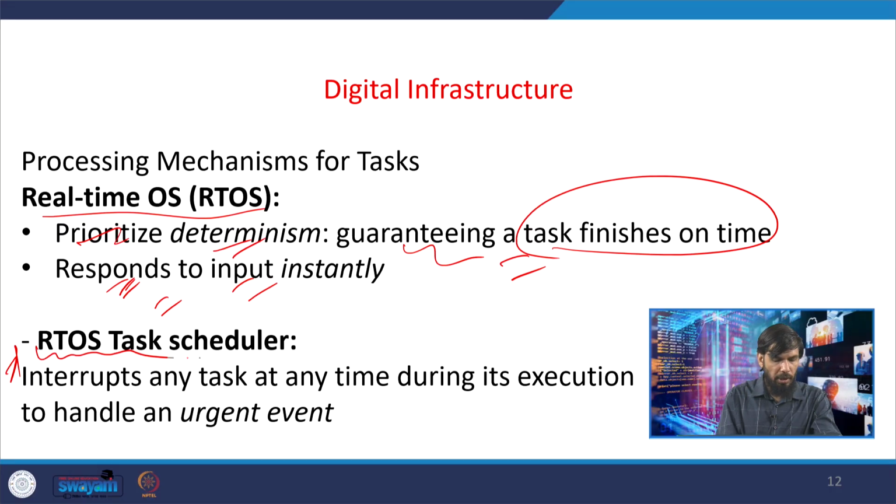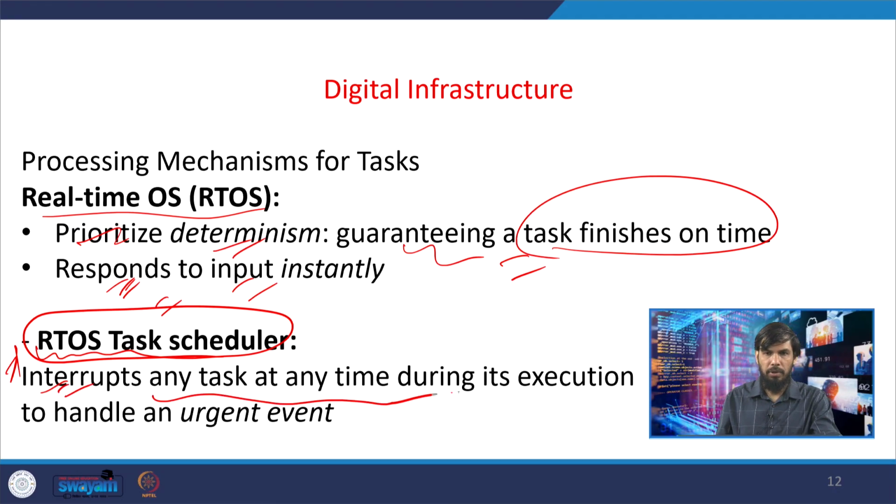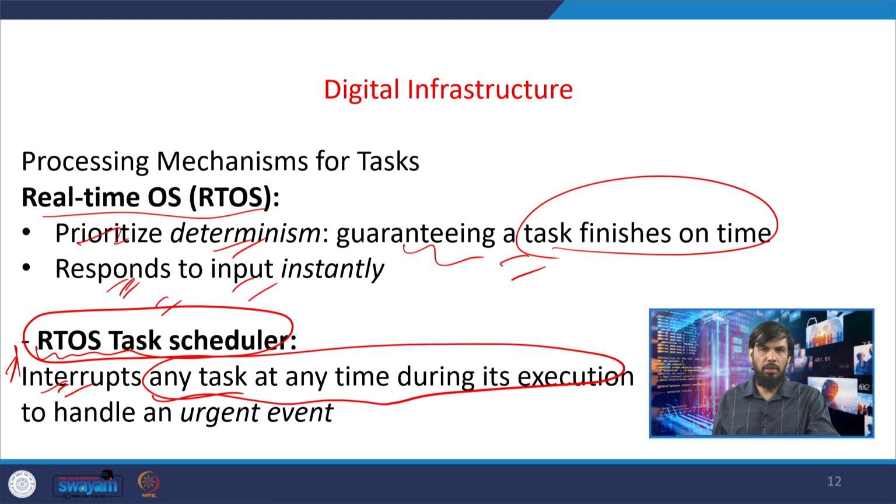So, the RTOS task scheduler is different here. In the case of an RTOS, a task scheduler can interrupt any task anytime during its execution, which is not the case in a general purpose operating system, because throughput is prioritized and fairness is prioritized, right. It will not be fair to interrupt a task which is about to complete, but here you can interrupt a task which is about to complete, right.